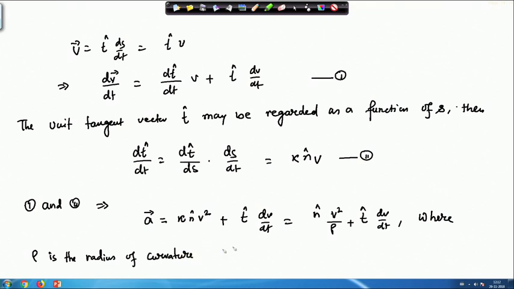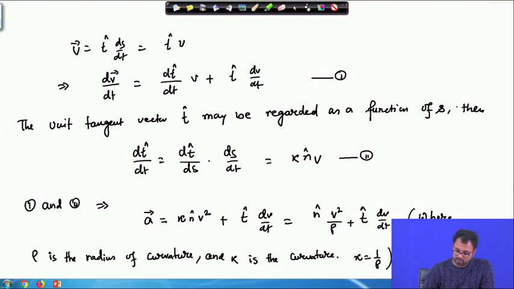Rho is the radius of curvature, and kappa is just the curvature. I have used kappa equals 1 by rho here. So, this is basically v square by rho, where v is our speed and rho the radius of curvature, plus t cap times dv/dt, and this n is our unit normal.